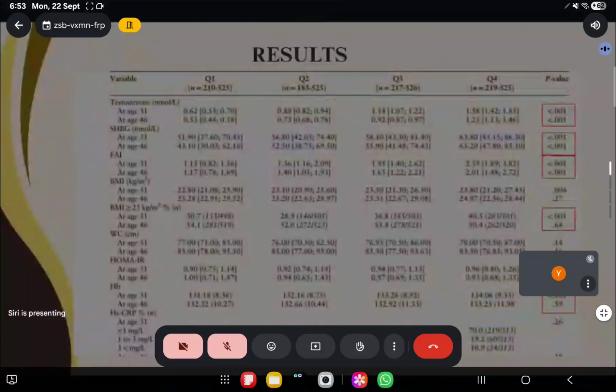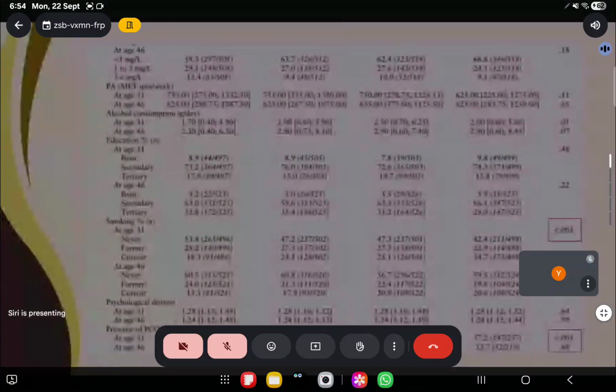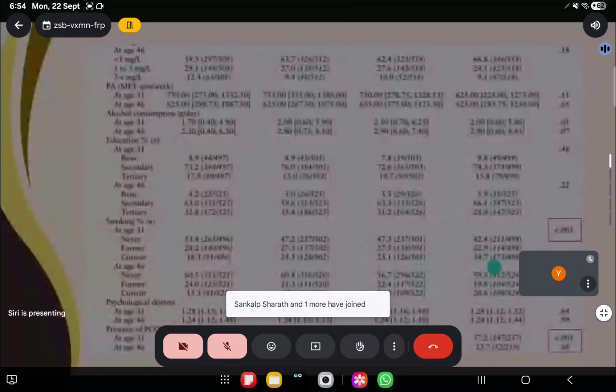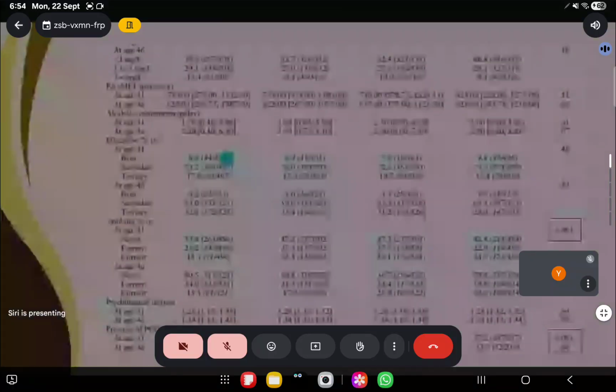Coming to the results of the study, in this table, as we can see, women were classified into 4 different quartiles based on the serum testosterone levels. This table compares the demographic features, the lifestyle factors, and the reproductive and metabolic parameters in different quartiles of women. Commenting on the demographic and lifestyle factors, we can see that women in quartiles 3 and 4 were more often current smokers, and their alcohol consumption was heavier when compared to quartiles 1 and 2. This suggests a link between androgens and lifestyle behaviors in such women.